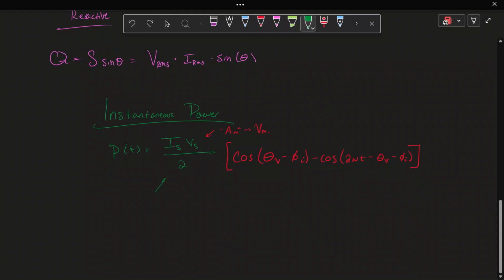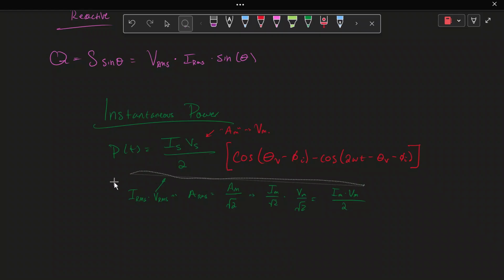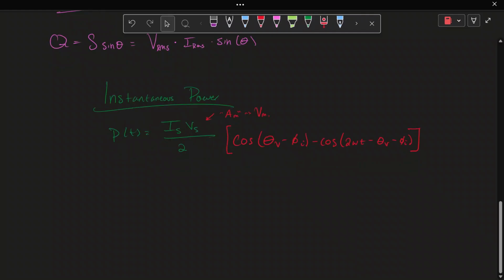But I guess where this part comes from is it's the same thing as IRMS times VRMS, because ARMS is equal to AM divided by the square root of 2. So that means IM divided by square root of 2 times VM over square root of 2 is equal to IM times VM divided by the square root of 2 times the square root of 2, which is 2. So that's where they get this front part. This back part isn't very important. It's a lot of trig identities we're not going to get into. All right, so that's another way you can solve for instantaneous power if you're asked for it.